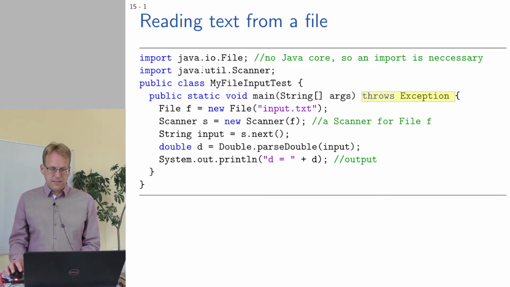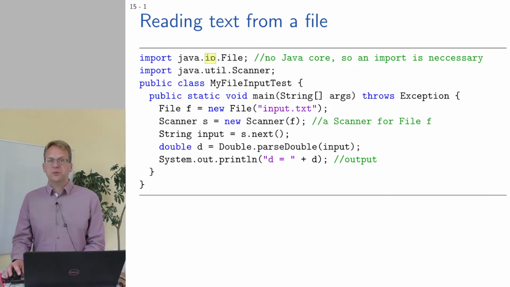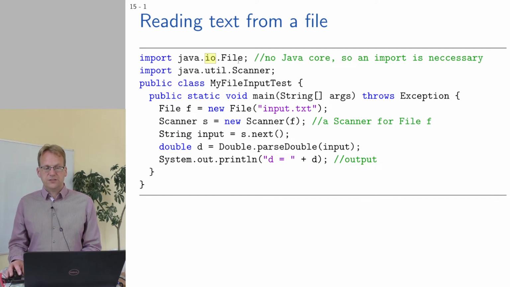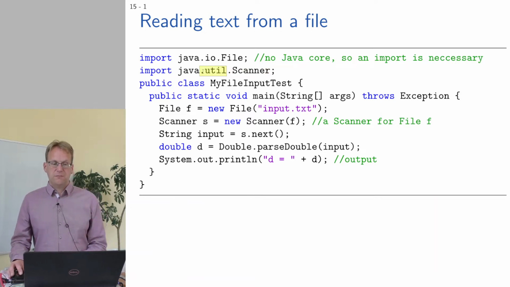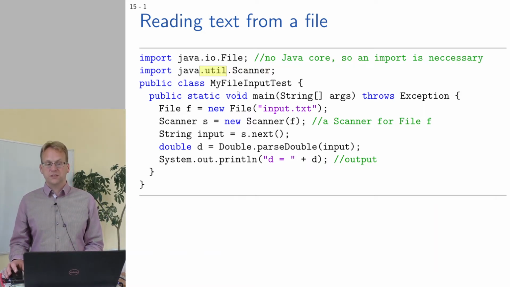Well, you see that this example requires some imports here because, for example, the class File is actually defined in a package java.io, which stands for input-output. That is not core Java, so we need to import that class to use it here in our example. And similarly, we need to import this Scanner class, which is defined in the package java.util, standing for utility classes.